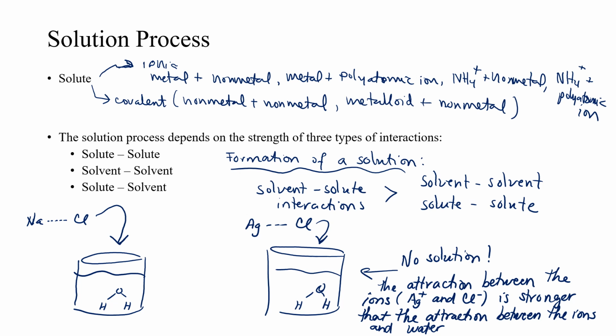So the attraction between the ions in sodium chloride and the water molecules, solute-solvent, is stronger than the attraction between the ions. So you do get a homogeneous solution when you use sodium chloride as the solute. When you use the silver chloride as the solute, you don't get an actual solution because the attraction between the solute particles is a lot stronger than the attraction between the solute and the solvent particles.